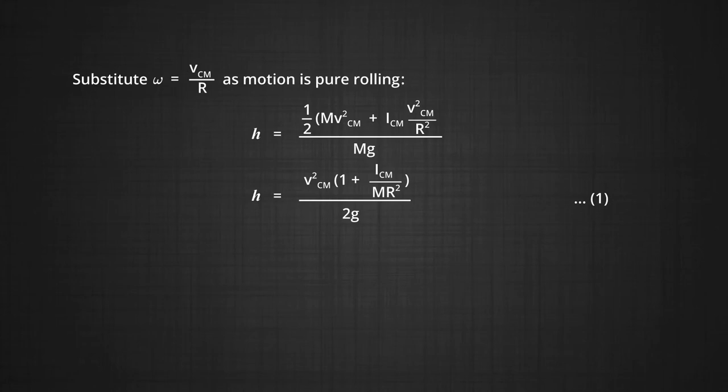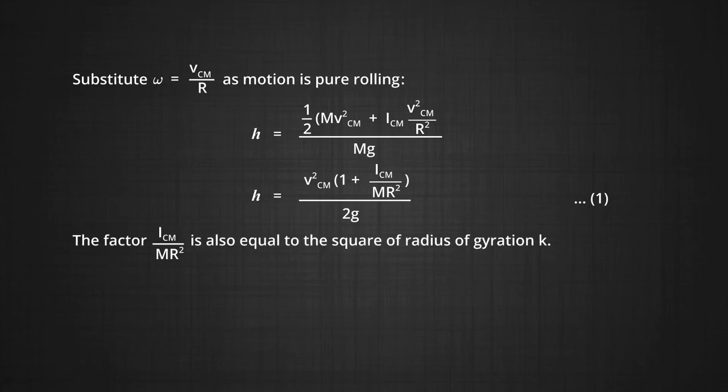The above expression again can be used as a general expression for any rolling object. One can conclude that a body of higher moment of inertia about its center of mass, for a given mass and radius, will reach a greater height. The factor I_cm upon m r square is also equal to the square of the radius of gyration. Therefore, h can be written as v_cm square (1 plus k square) upon 2g.